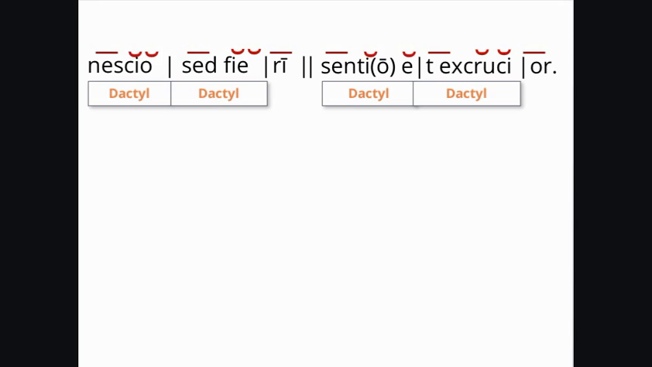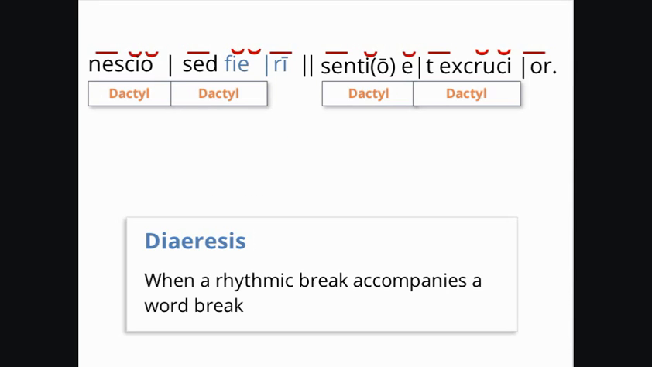The break between the 2 halves, according to elegiac style, normally comes at a word break. This is true in the couplet above. Fieri ends the first half of the line. When a rhythmic break accompanies a word break, we say that it is a diaeresis. Thus, almost every line of pentameter will have at least one diaeresis.